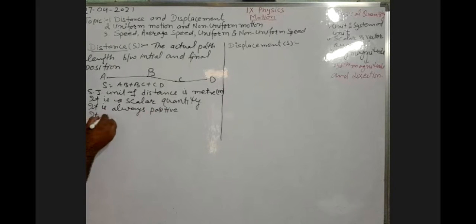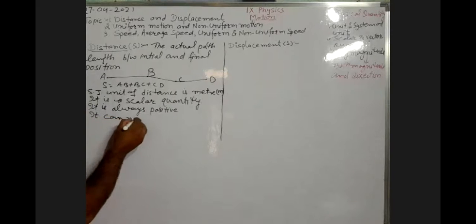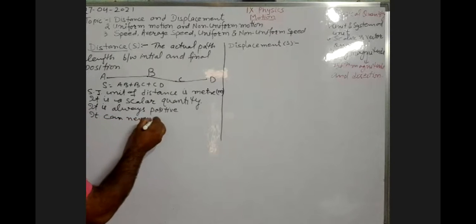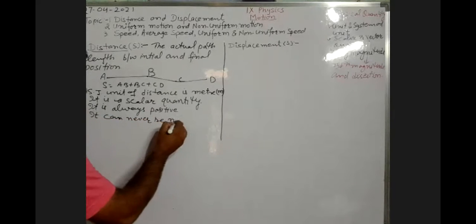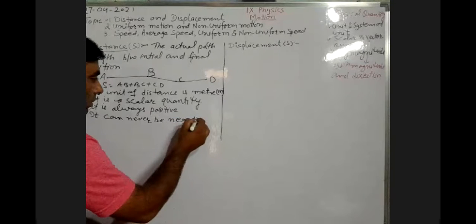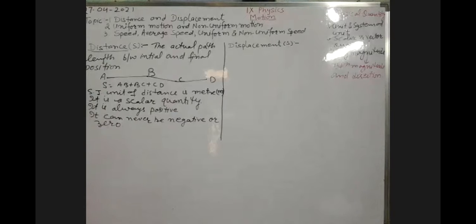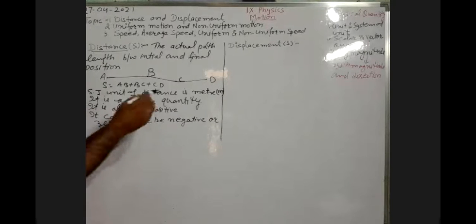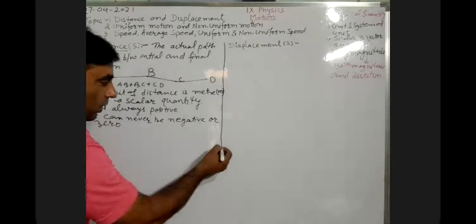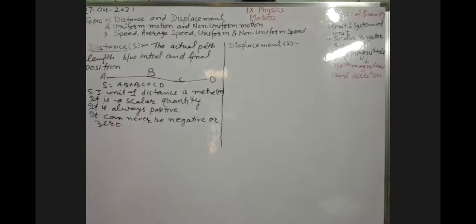It can never be negative or zero. It is always positive. So these are the points about distance.